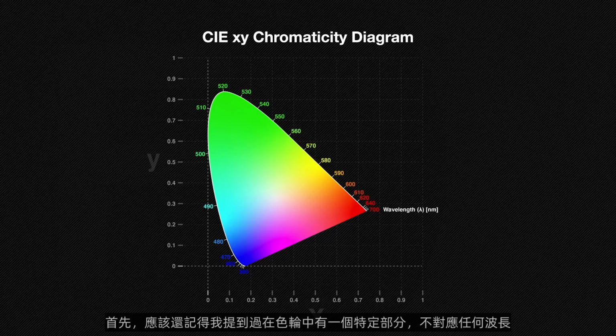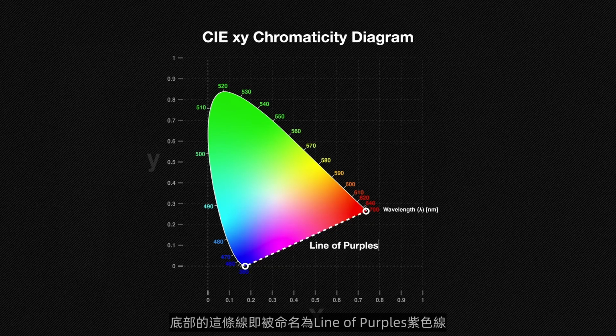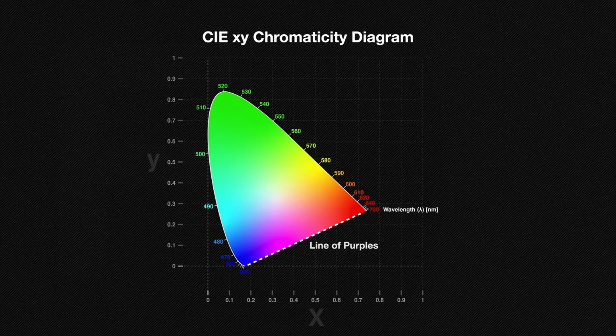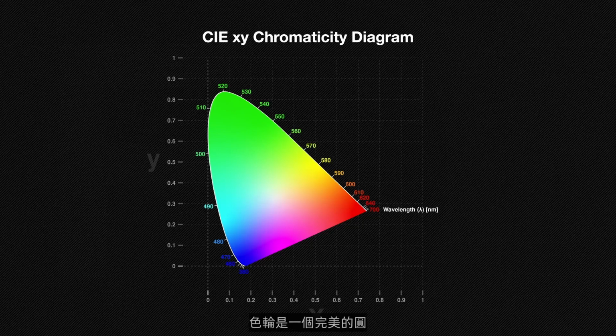First of all, remember I mentioned there was a specific portion of the color wheel that doesn't correspond to any wavelength, and still there is color there. This line at the bottom is named the line of purples. The color exists, the wavelength doesn't. Another thing that is going to seem familiar is the hue that runs around on the edges of the spectral locus. But unlike the color wheel, that is a perfect circle, in here we have to arbitrarily define where the center is. We will talk about this later in this course.